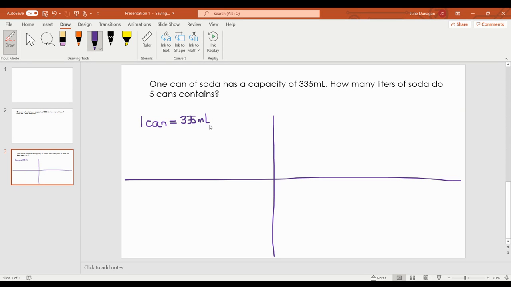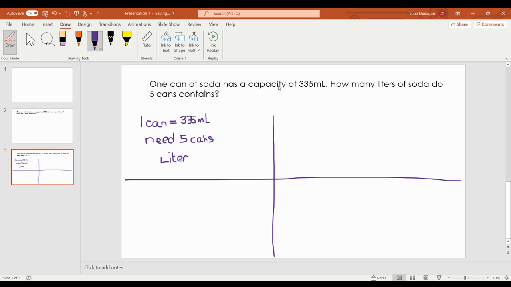Okay. We know that we need to figure out how much is in 5 cans. And we also know that we need to end up with liters. So we're starting with milliliters and we have to end in liters. So it sounds to me like we're going to have to do a conversion later on, but let's focus on this. So let's double check.